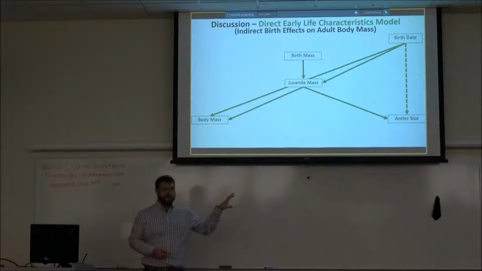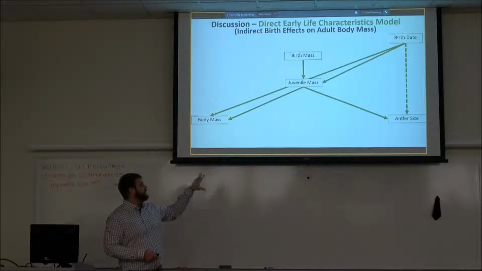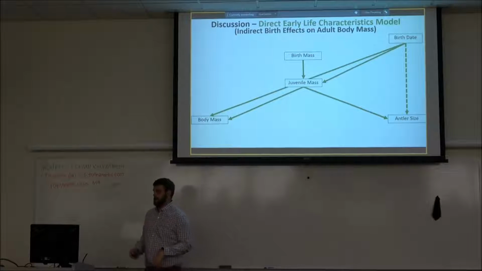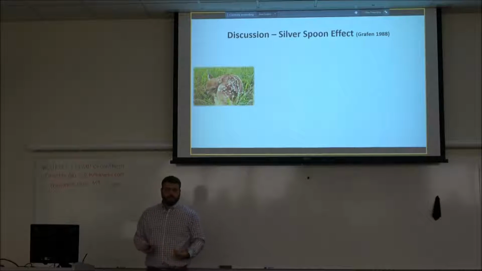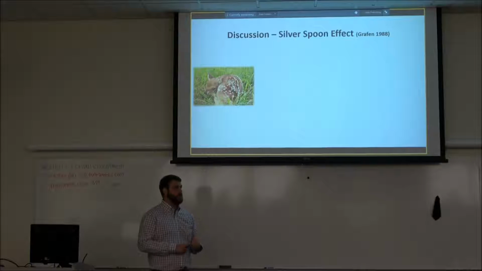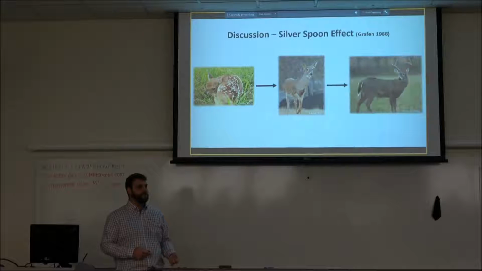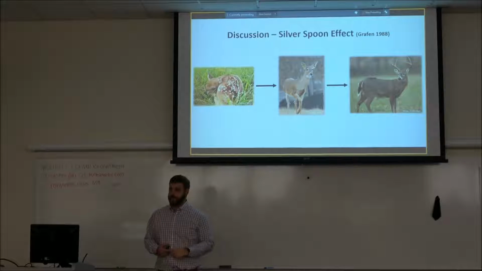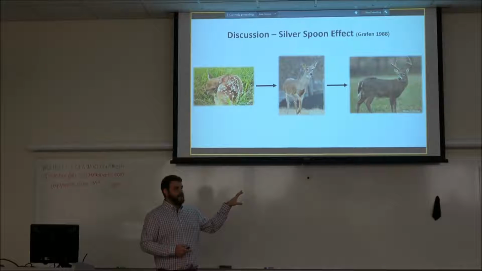But we also identified some other relationships in this model as well. Particularly, I want to talk about the relationship of birth mass and birth weight on juvenile body mass. So we think we found a silver spoon effect with all these relationships. Essentially, you're born early, you're born heavy, which means that you're a heavier juvenile, which means that you're potentially a heavier yearling compared to your late-born counterparts. So this might be a strategy to increase your reproductive success earlier in life.